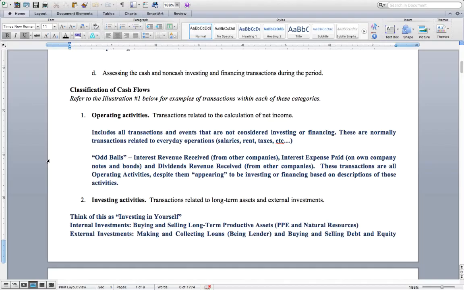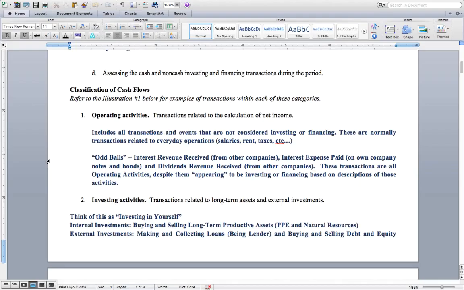So, classification of the cash flows. First, we're going to focus on operating activities. Operating activities are transactions related to the calculation of net income. These are basically all other transactions not classified as investing or financing, but these typically are normally operations and transactions related to everyday business purposes, such as salaries, rent expense, taxes, your selling and buying of inventory that may lead to your accounts receivable increasing, or you're paying cash so your accounts payable is increasing or decreasing.